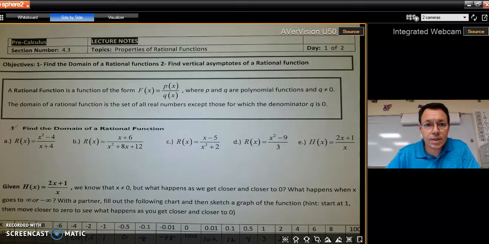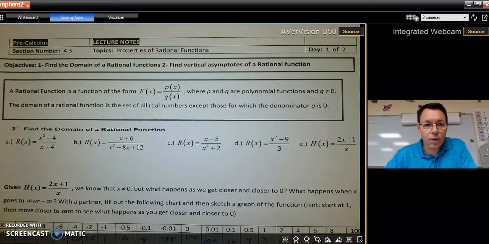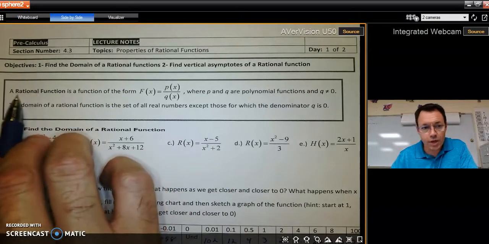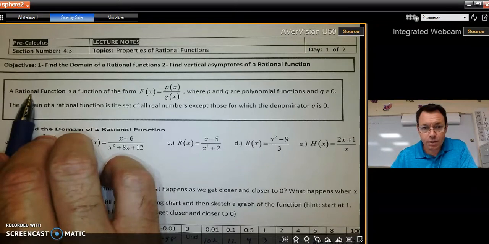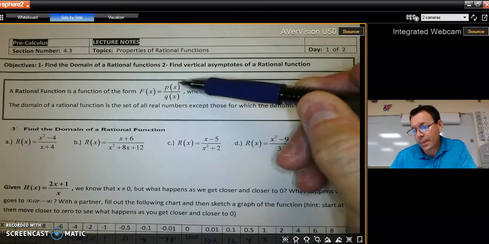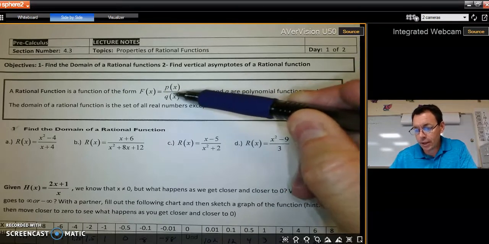Hey guys, today we're going to take a look at section 4.3, which is the introduction of what are called rational functions. Okay, so a rational function is a function. Rational comes from the word ratio, which means fraction. So today's functions are going to look like a fraction.